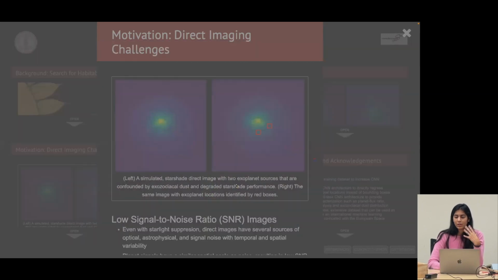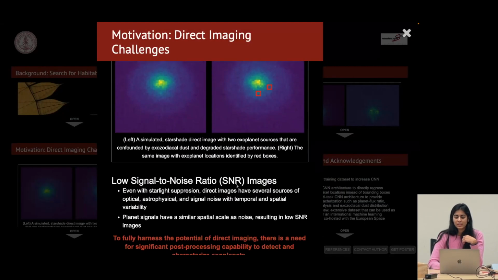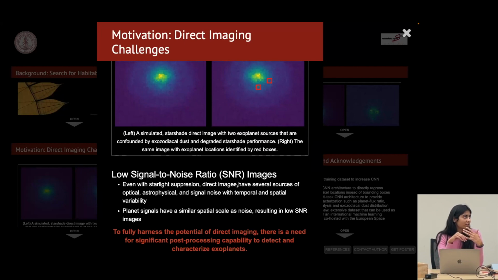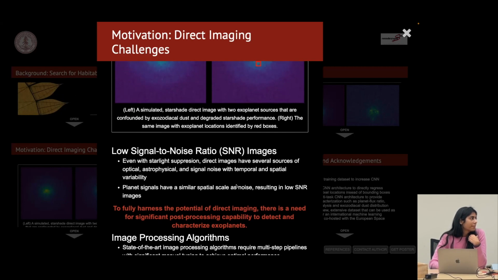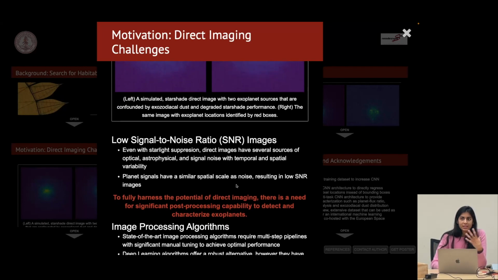And so we refer to this as low signal to noise ratio images. Essentially, the noise in the image, which again has several sources, confounds the signal. So the resulting signal is very minimal compared to all of the sources of noise. And since we're limited in how much performance we can get from our actual physical hardware, we have to rely on post-processing techniques in order to process these images. And so image processing algorithms are essential in order to be able to harness the information that we can get from direct imaging.